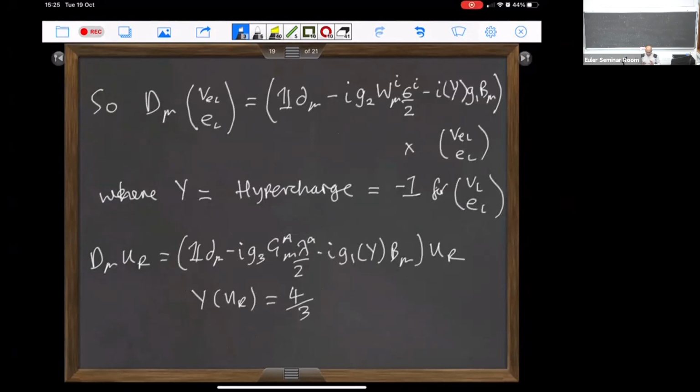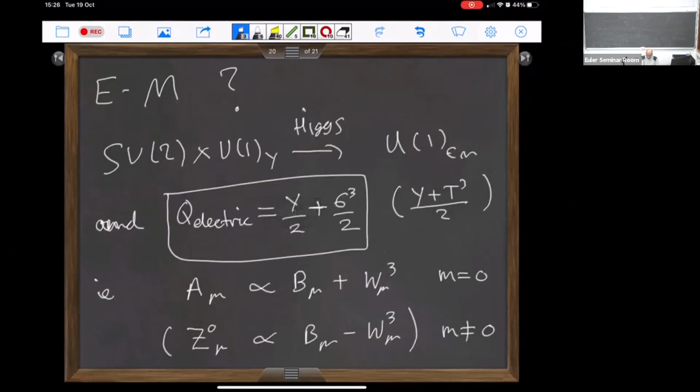So that's the covariant derivative of the standard model, and in principle you should be able to calculate the Dirac terms in the Lagrangian. Now, what about electromagnetism? I want to explain just very briefly, and then we'll continue with this next time. How does electromagnetism emerge from the standard model? Because so far there's been no mention of any photons.